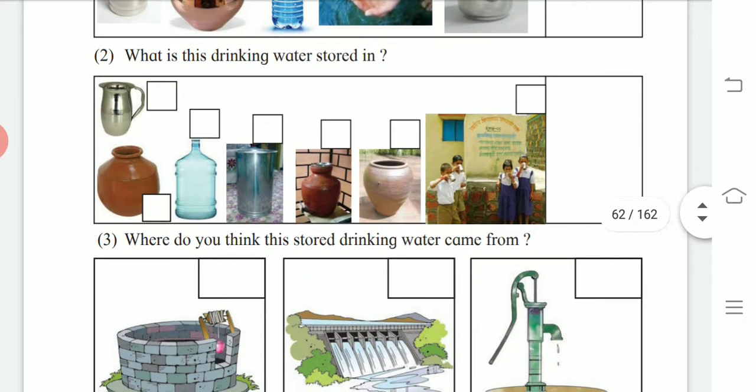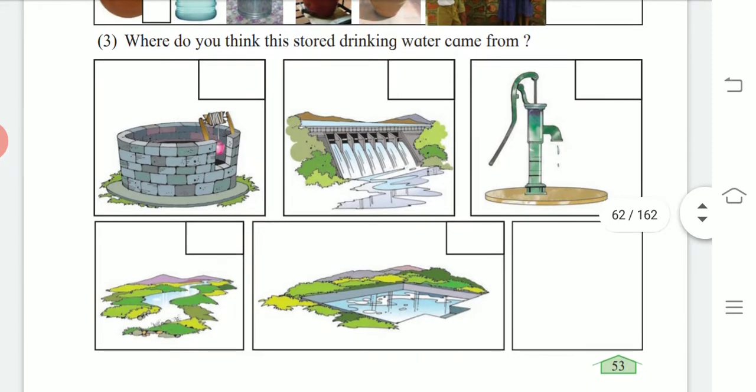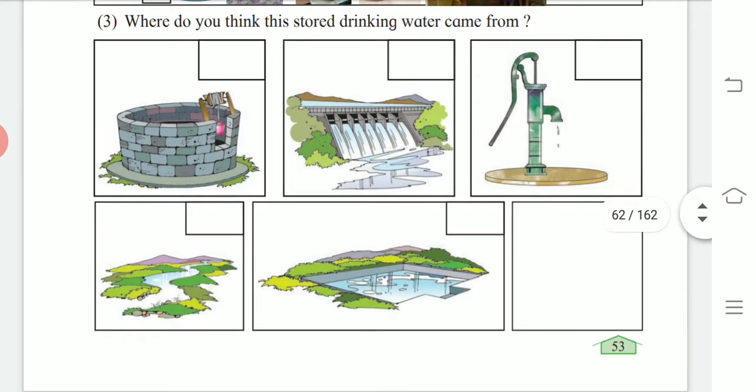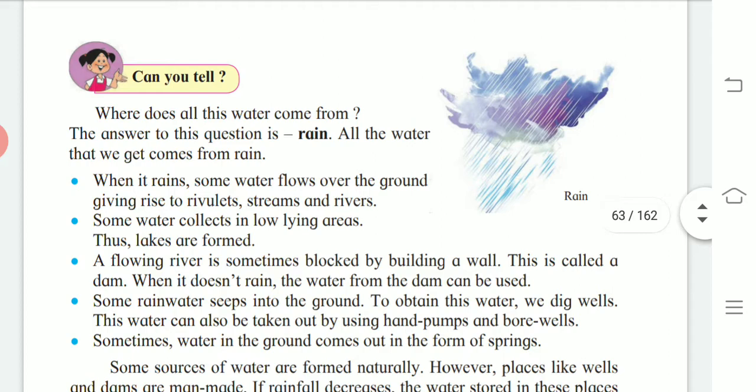What is this drinking water stored in? Where do you think this stored drinking water came from? Can you tell? Where does all this water come from? The answer to this question is rain. All the water that we get comes from rain.